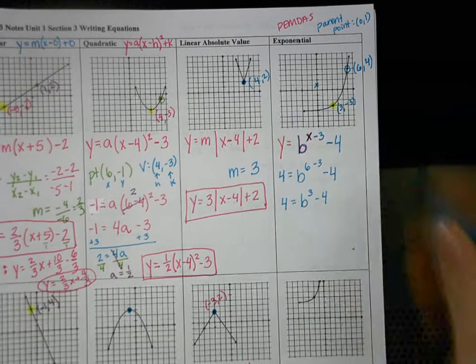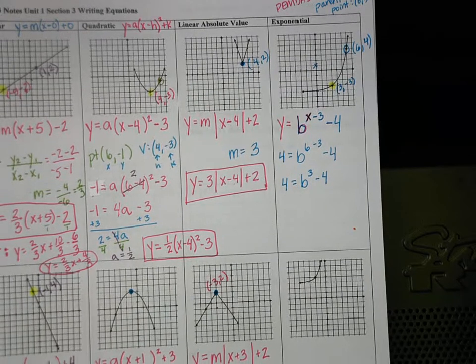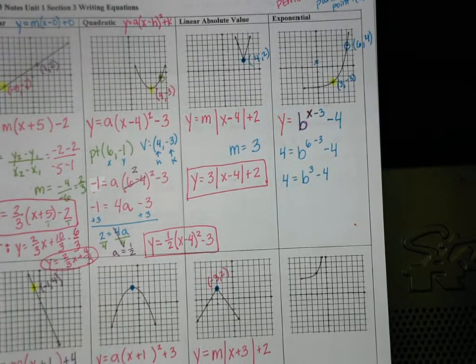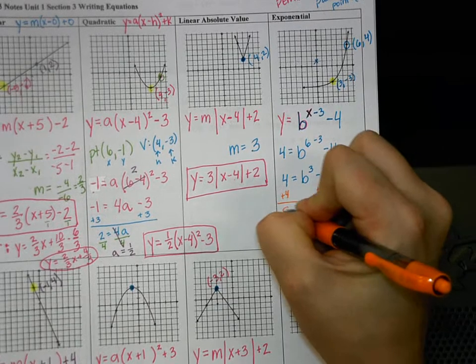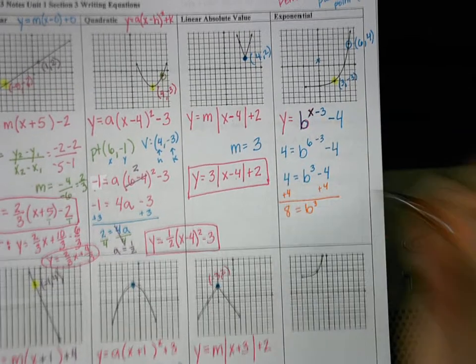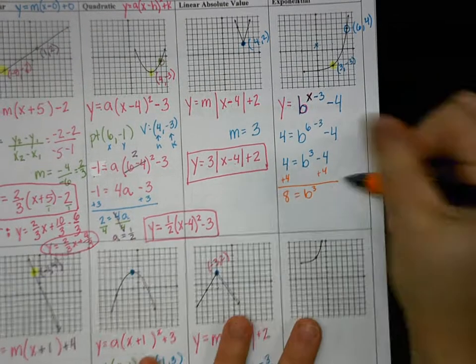How do I start solving for b? Add 4 to both sides. Very good. And then I get b to the third power equals 8. What number raised to the third power gives you 8? 2. So my b value is equal to 2.